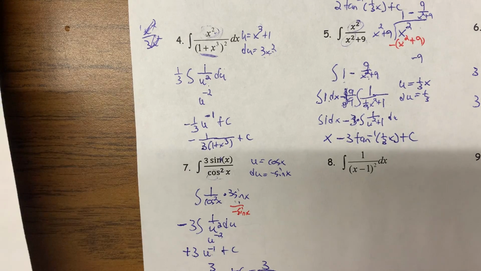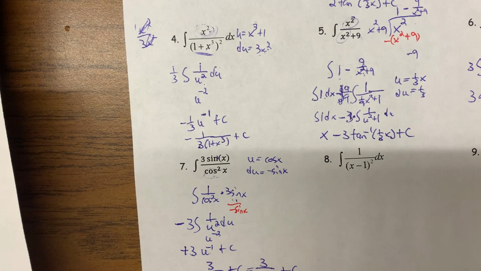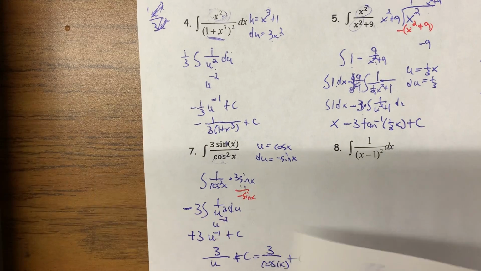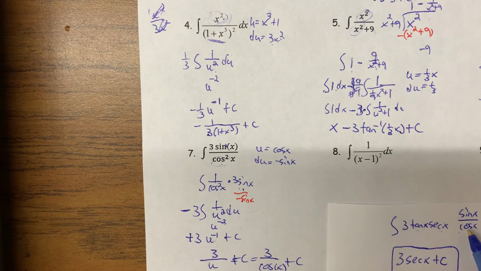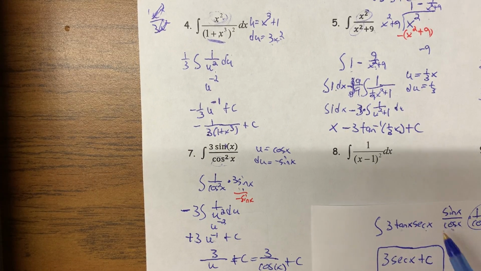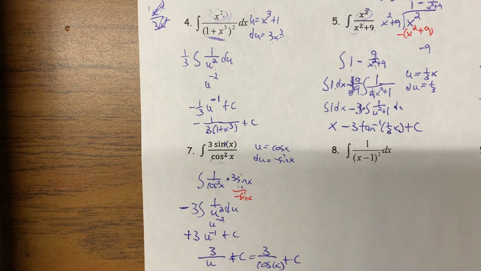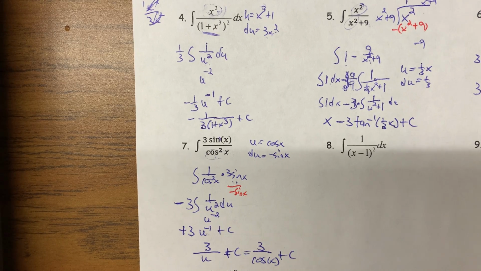Secant of x is 1 over cosine of x, so it's the same thing, but if you recognize that you can rewrite it as a trig thing, that saved us a lot of time and not having to do u substitution, so that's nice.